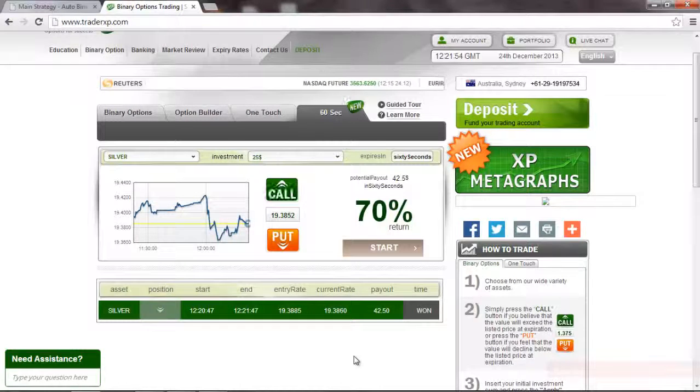The position is now closed, and as it was expected, it is in the money. We got a payout of $42.50. That's a 70% return on investment, which is pretty amazing.